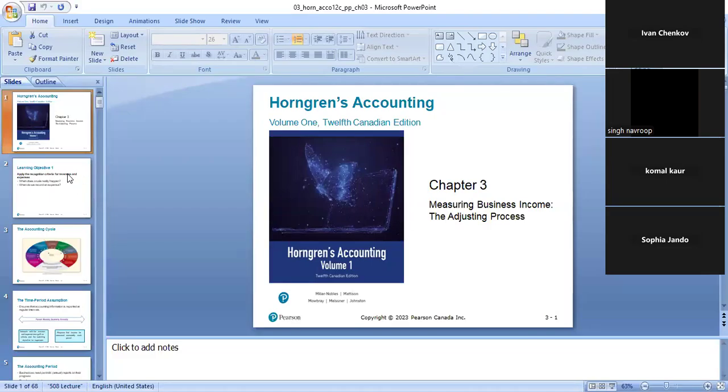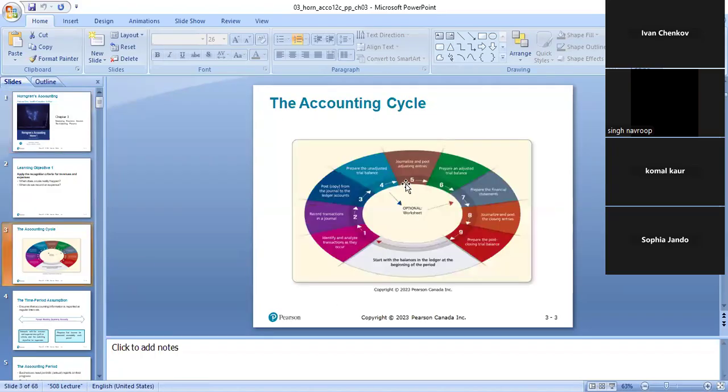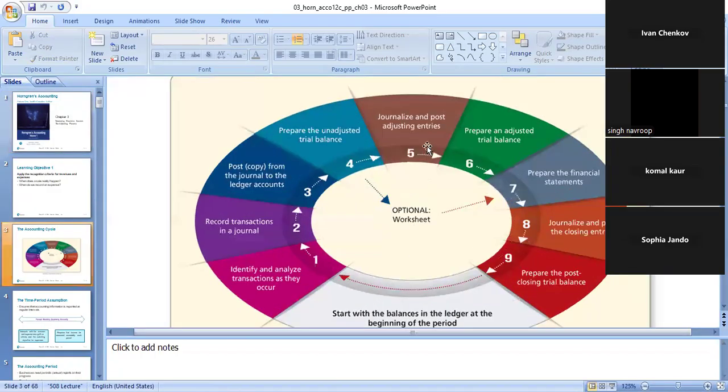And let's go with chapter 3. What we're going to do now is, once we prepare the journal entry, once we post it in the accounts, once we prepare the trial balance, now let's see what's the next step. The next step, we're going to move to adjusting entries. Today we're going to start journalizing the adjusting entries and preparing the adjusted trial balance.